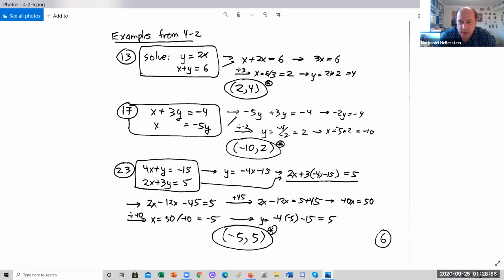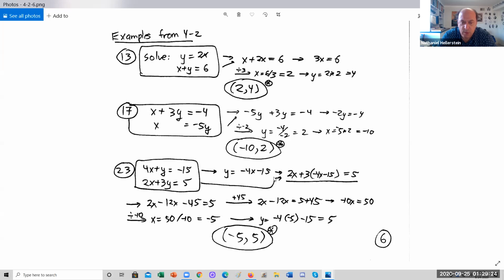All right, distribute the 3, get 2x minus 12x minus 45 equals 5. Move the 45 to the right by adding it to both sides. 2x minus 12x equals 5 plus 45. The left is -10x, the right is 50. -10x equals 50. Divide both sides by -10. Get x is 50 over -10, which is -5.